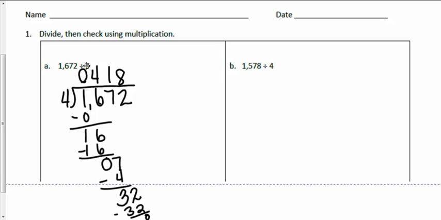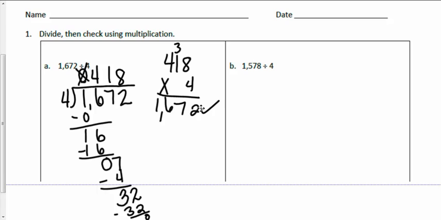Now I'm going to check my answer. Now this 0 has no value, so I can pretty much just eliminate that. My answer is actually just 418. So I have 418 times 4. 8 times 4 is 32. 1 times 4 is 4 plus 3 is 7. 4 times 4 is 16. I get 1,672, so my answer checks out.